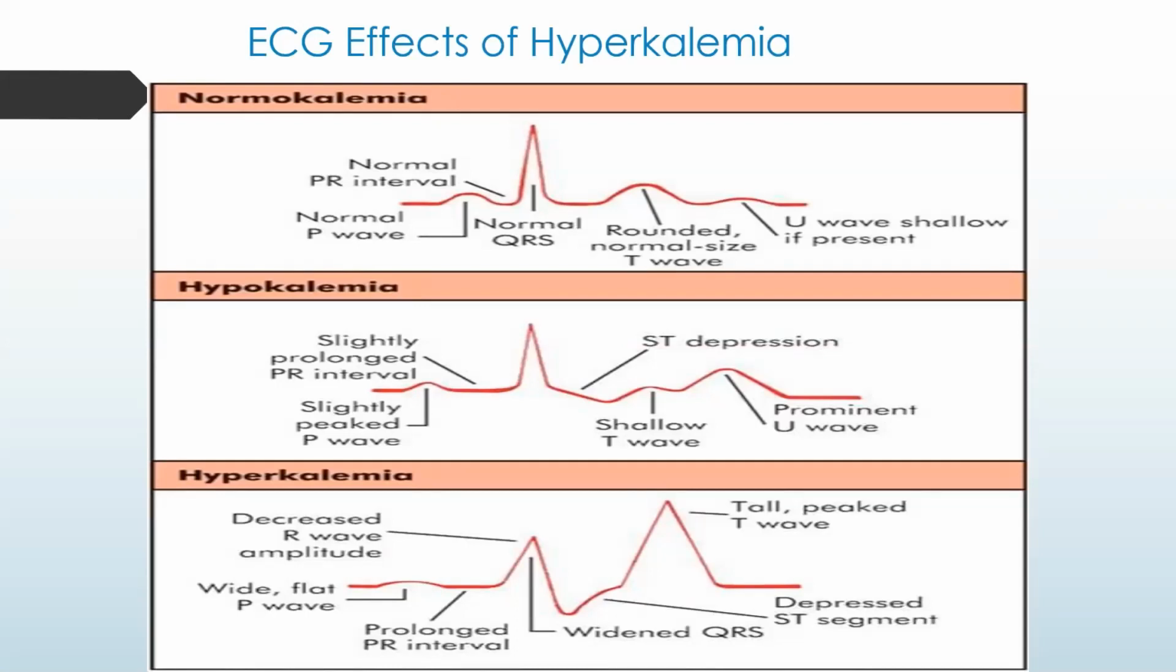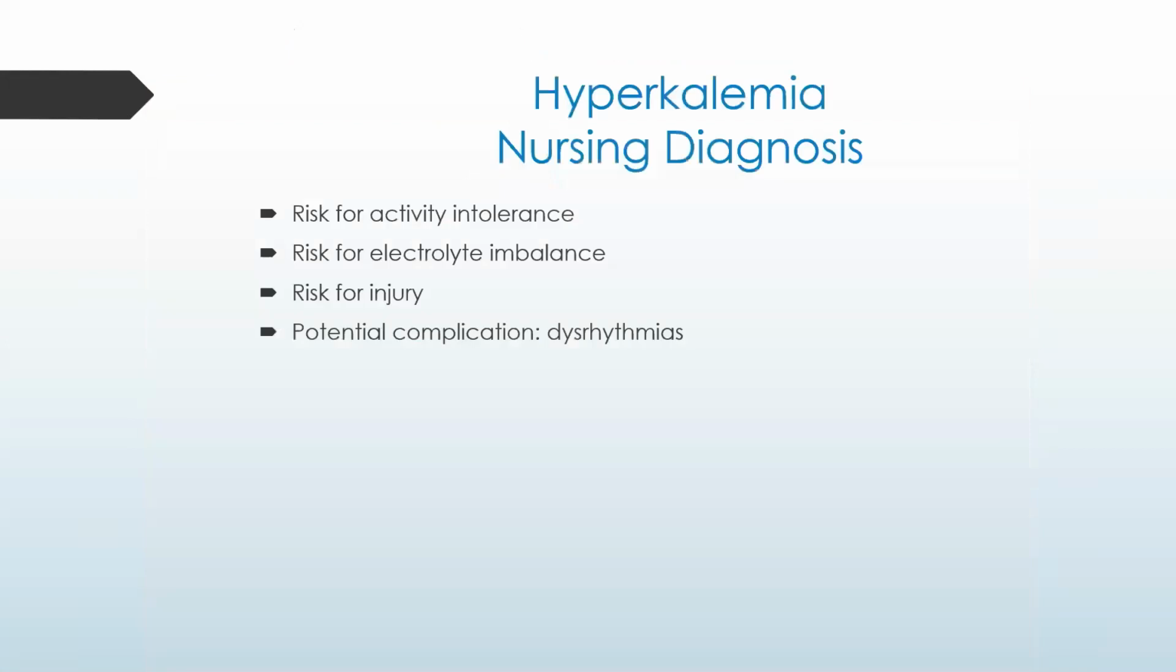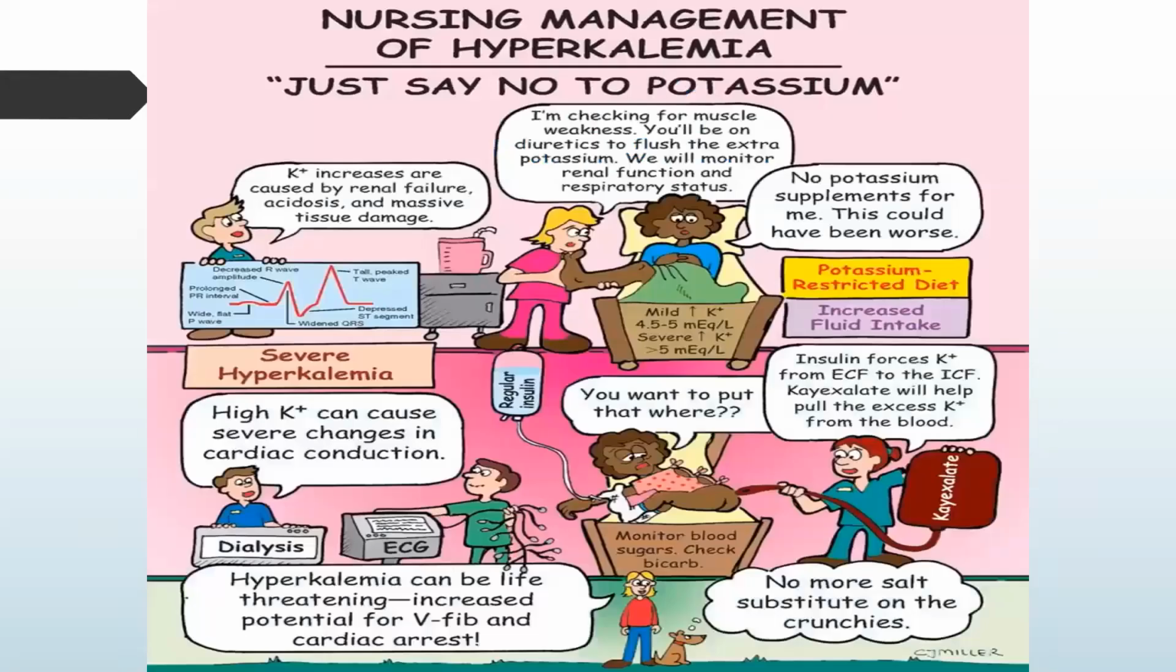The patient with hyperkalemia is at risk for activity intolerance and injury related to lower extremity muscle weakness. They're at risk for electrolyte imbalance, risk for injury, and potential complications include dysrhythmias. When the elevation of potassium is mild and the kidneys are functioning, it may be sufficient to withhold potassium from the diet and IV sources and increase renal elimination by administering fluids and possibly diuretics.